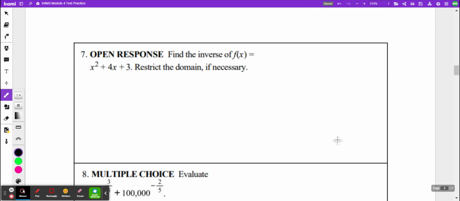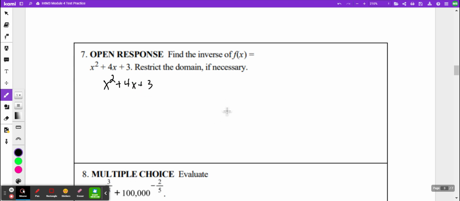We're actually going to continue this later. I'm going to pause it, and we'll come back to this. All right, so continuing on, we have x squared plus 4x plus 3 is our function. So what we're going to do is find the inverse.